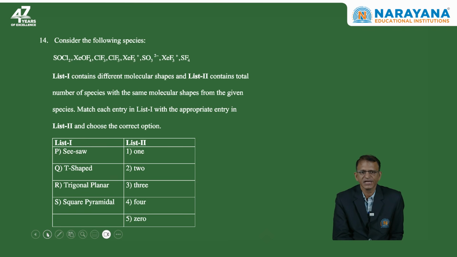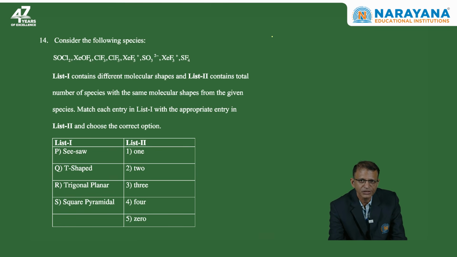Question number 14 is from chemical bonding, right? So they are talking about many compounds, and List 1 and List 2 are given, and we have to find out how many of them have the given geometry like seesaw, T-shaped, trigonal planar and square planar. So let us discuss one by one.